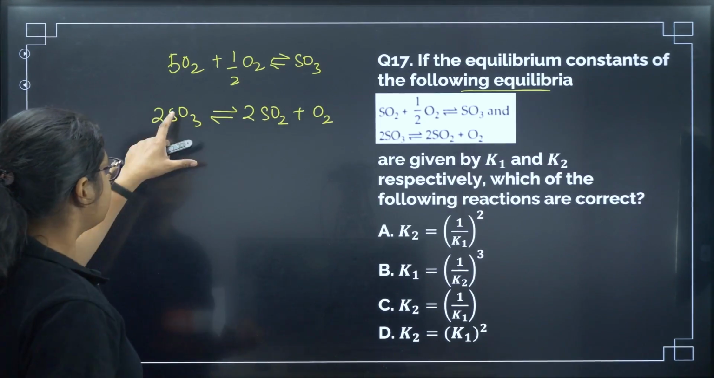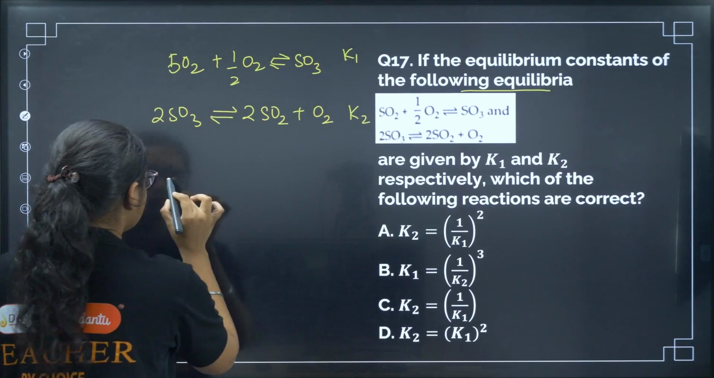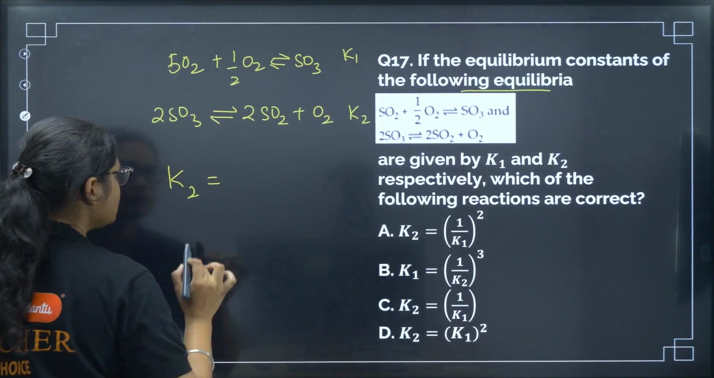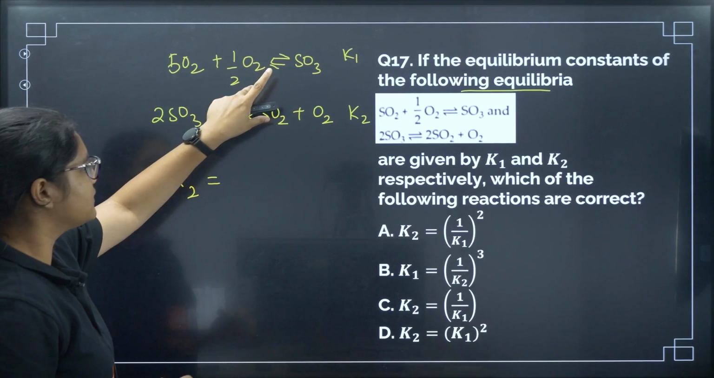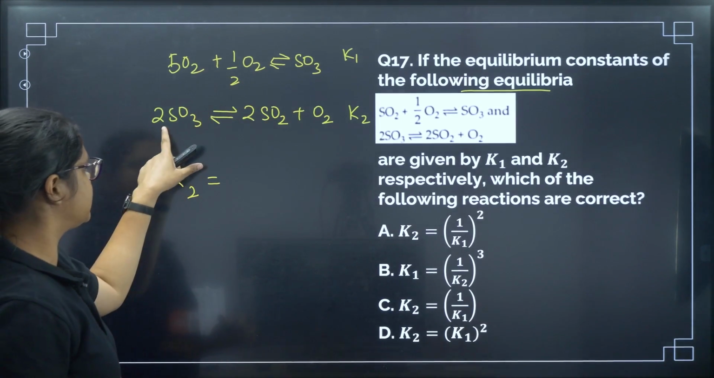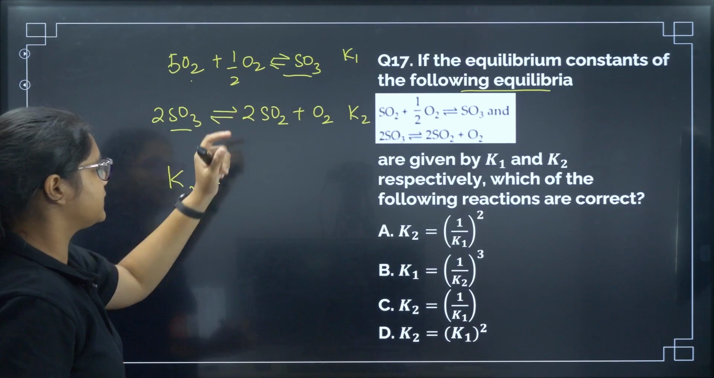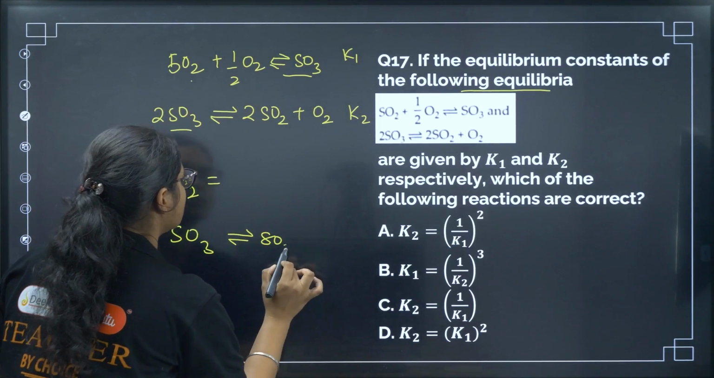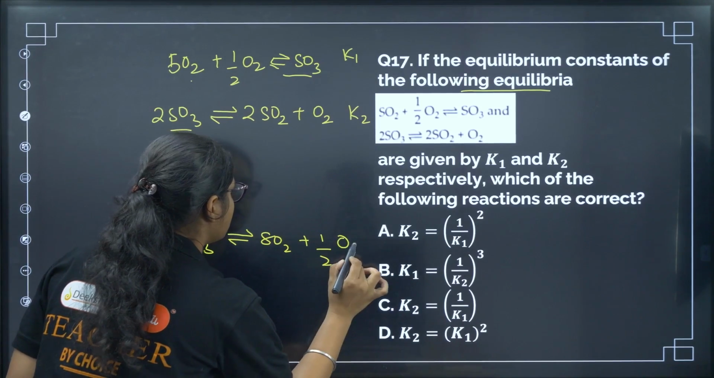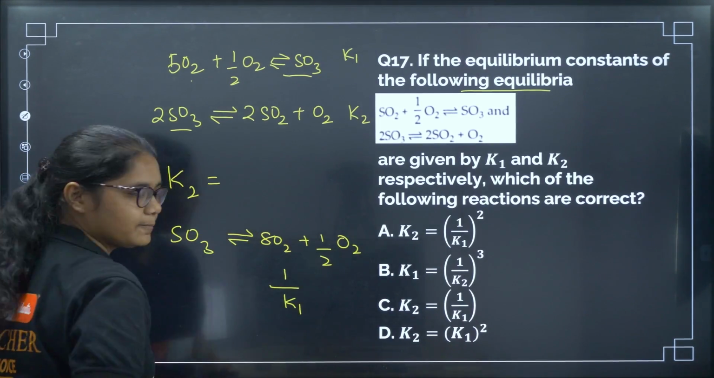Now, this value is K1 and this value is K2. If you see K2, how is this K2 obtained? First, the reaction was reversed, right? Once the reaction is reversed, SO3 is on this side. So if I reverse this first reaction, I will get SO3 gives SO2 plus half O2. Now, if you reverse this reaction, the equilibrium constant here will become 1 by K1, right?